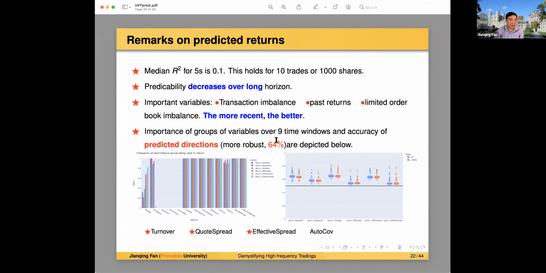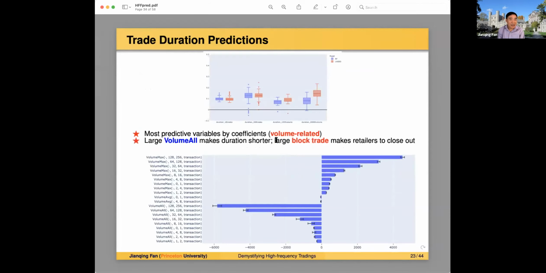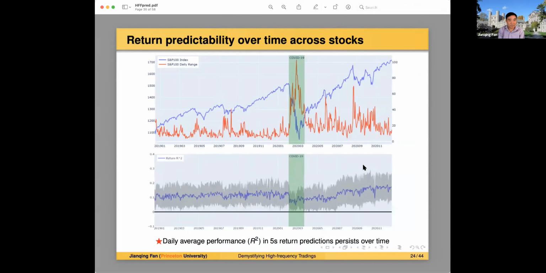So if we aggregate everything else, we do a similar exercise for duration prediction. The duration prediction also has about 10% R squared. And in this case, a longer horizon is a little bit easier to predict, as you could imagine. And then these are all the volume-related variables for duration prediction.